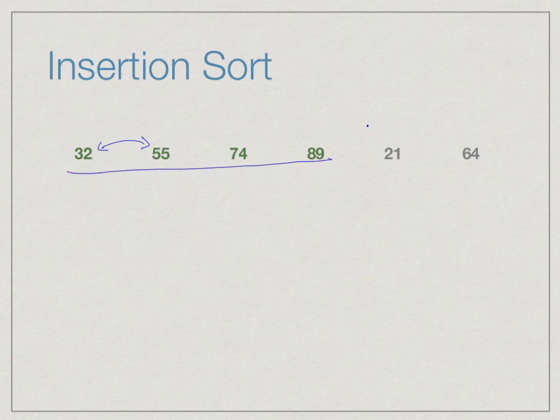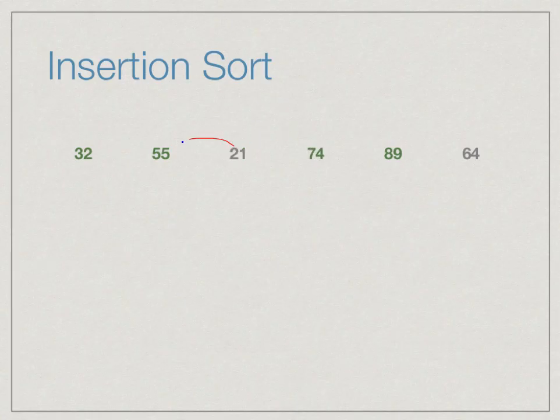Similarly, we will take 21, right? And we'll compare it to 89. Since 21 is smaller than 89, it will swap. Since 21 is smaller than 74, it will again swap. Since 21 is smaller than 55, it will swap. Since 21 is smaller than 32, it will swap. And now the position is 0.